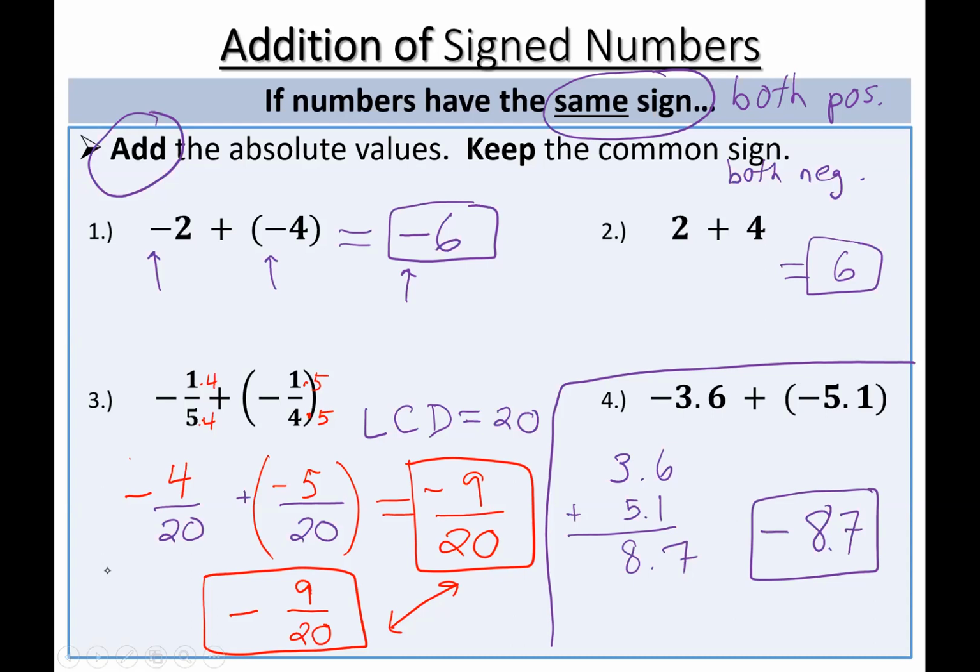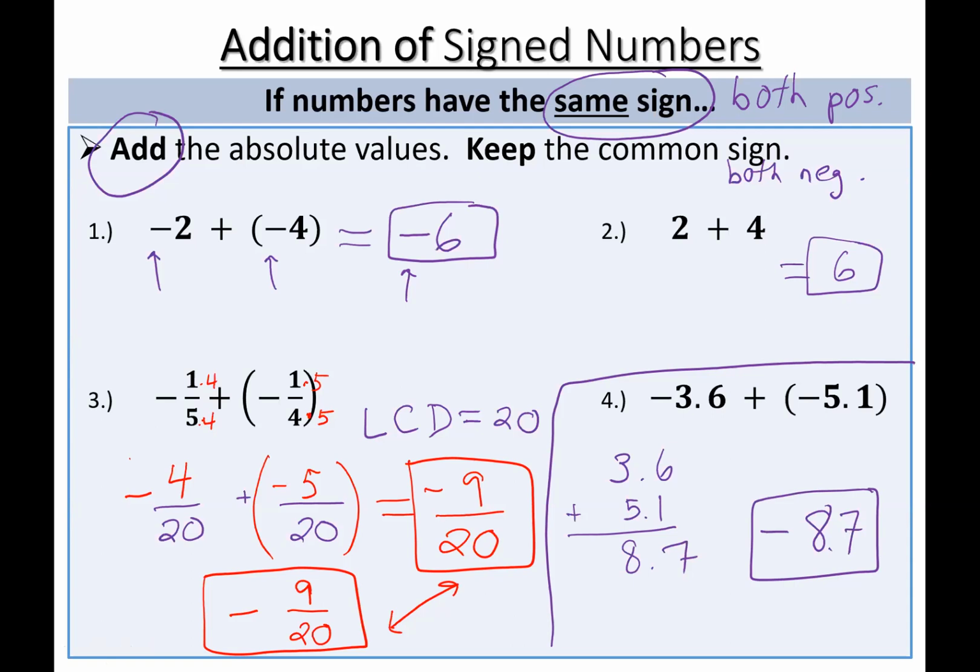Negative times negative is positive. So that might be kind of rattling around in your mind right now. When we learn about multiplication and division, we will see that rule, negative times negative or negative divided by negative is positive. That can cause some confusion when we're doing adding and subtracting.